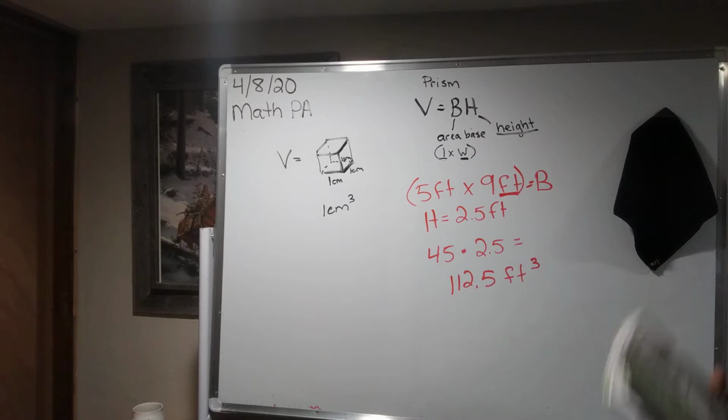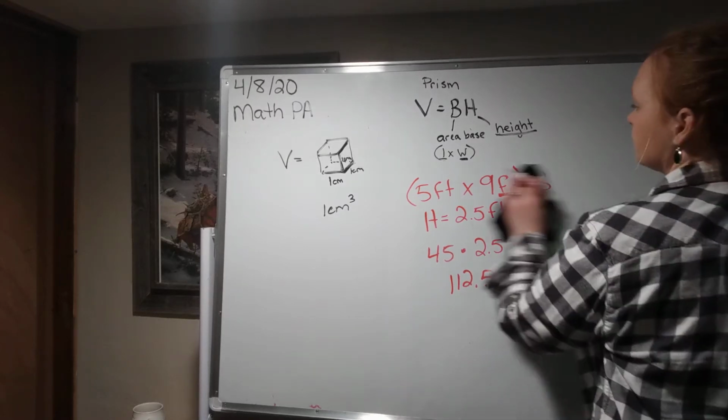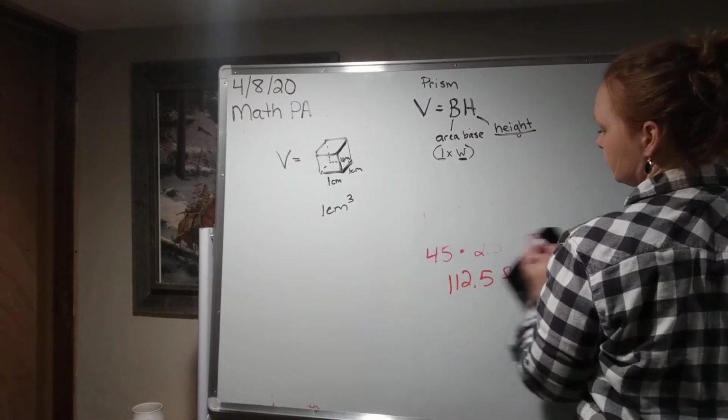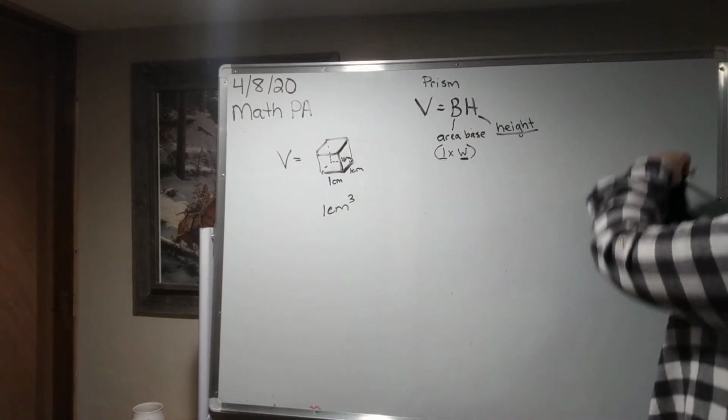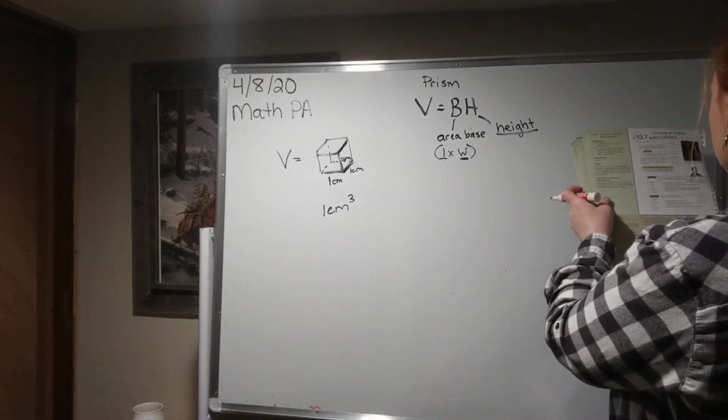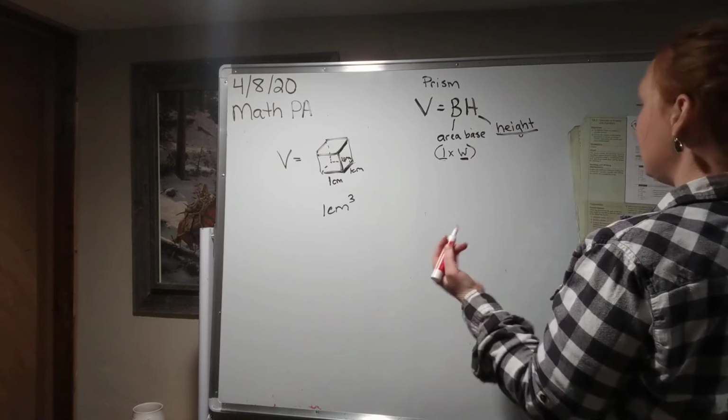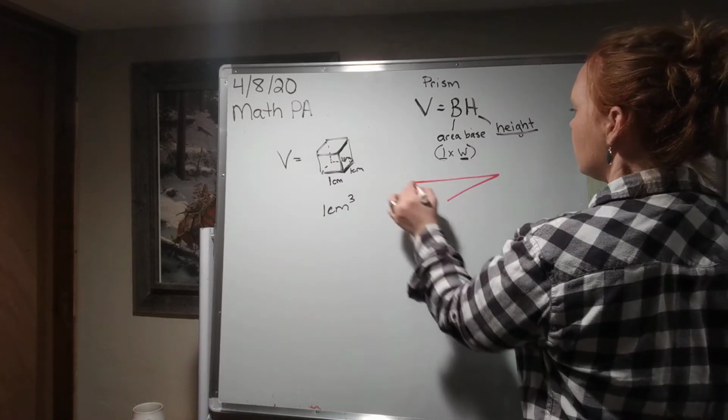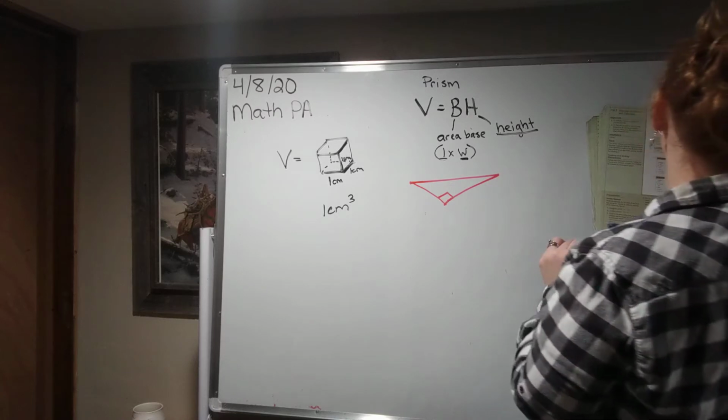Okay, example 2. Example 2 says, find the volume of the triangular prism. So in this picture, we have this thing going on. It looks like that's a right triangle.